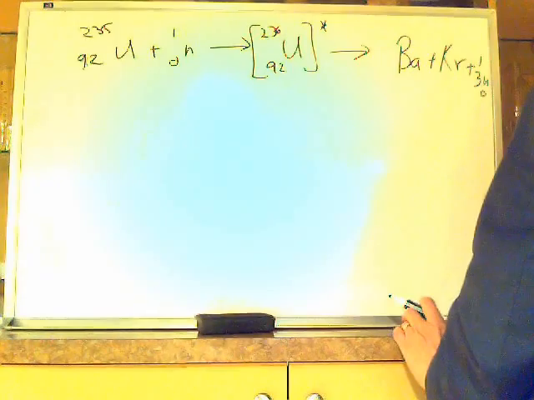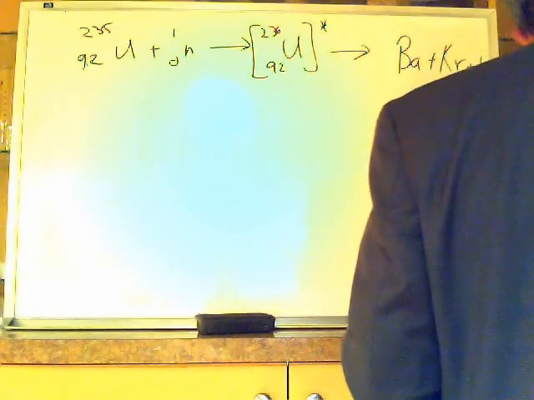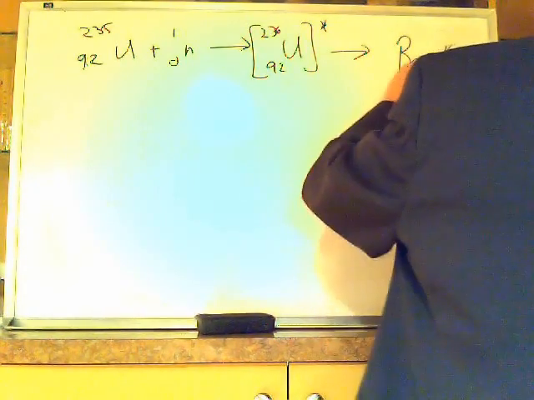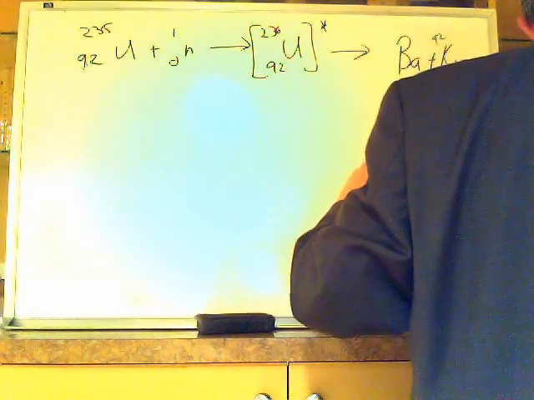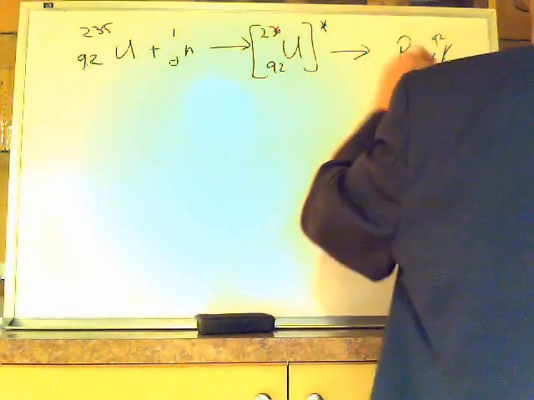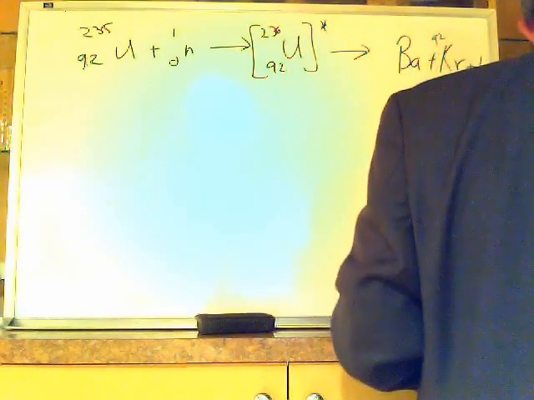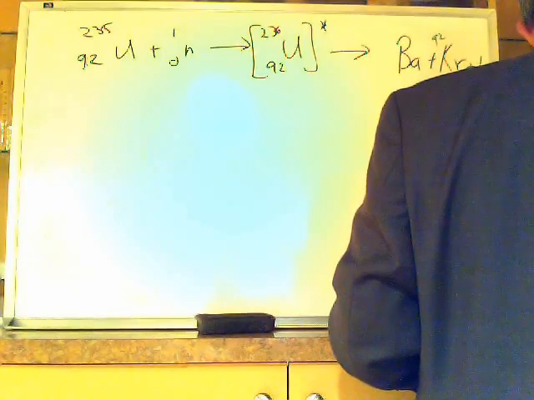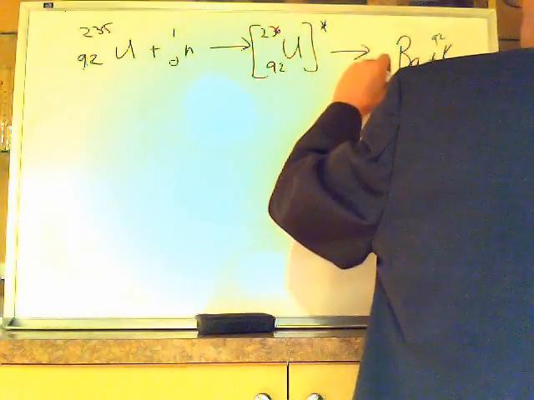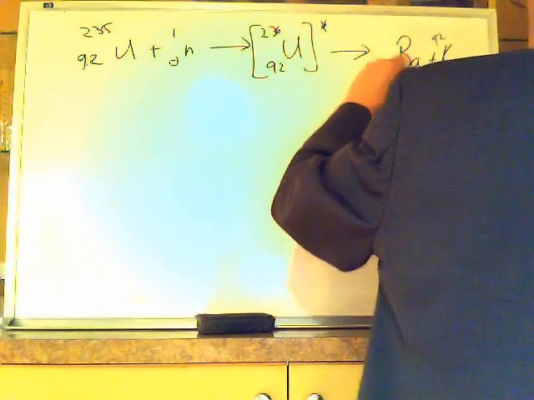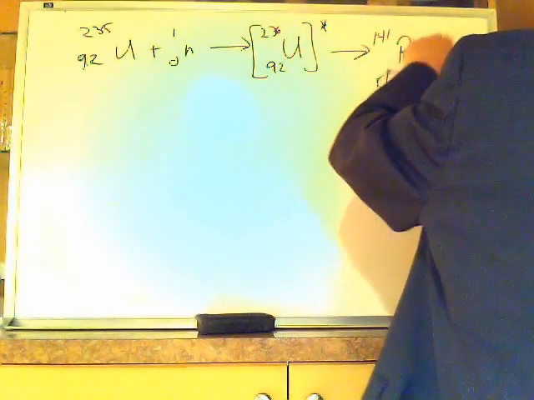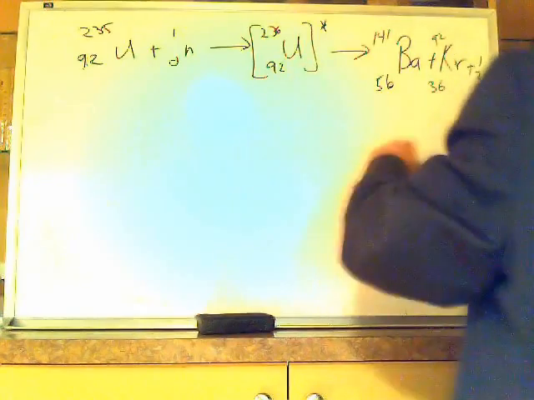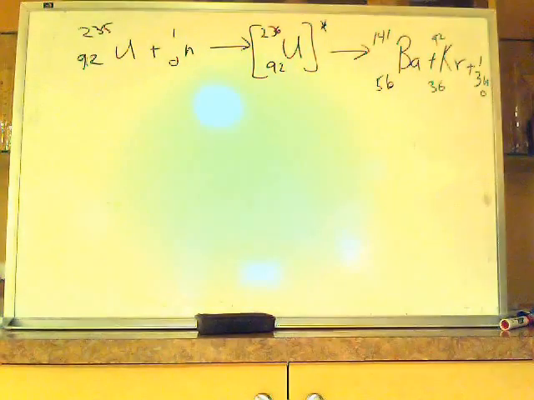So krypton is 56 and 92. And barium is, krypton is 36 and 92. Barium is 56 and 141. So that should add up. That gives us 233 plus 3 is 236. So it does sum correctly.